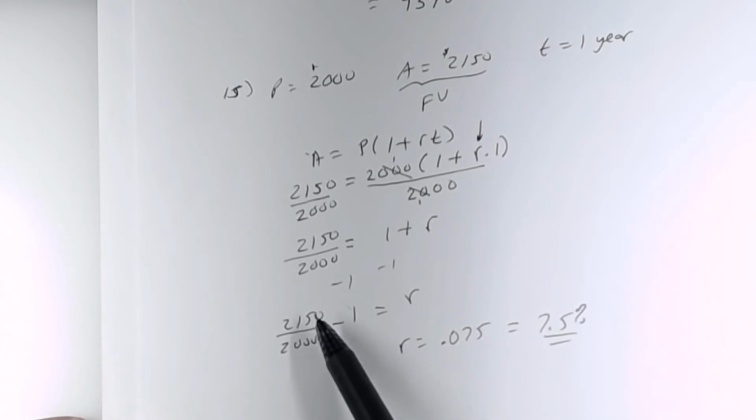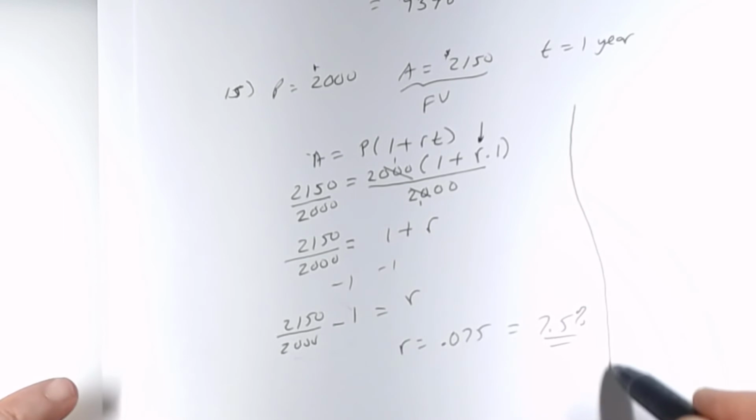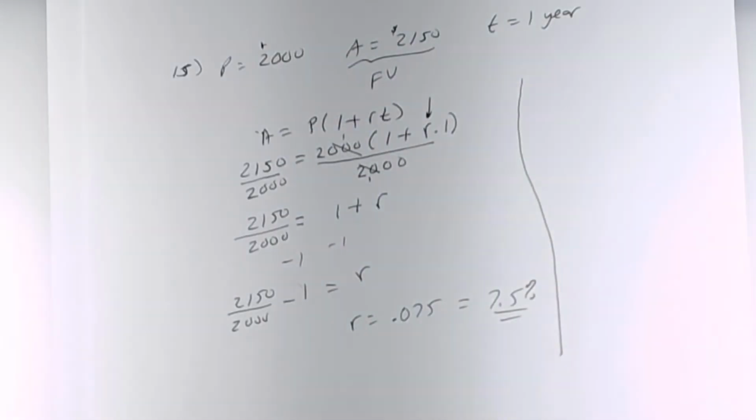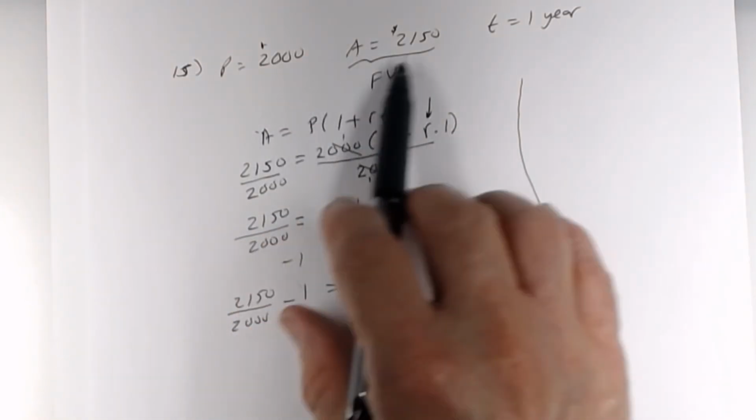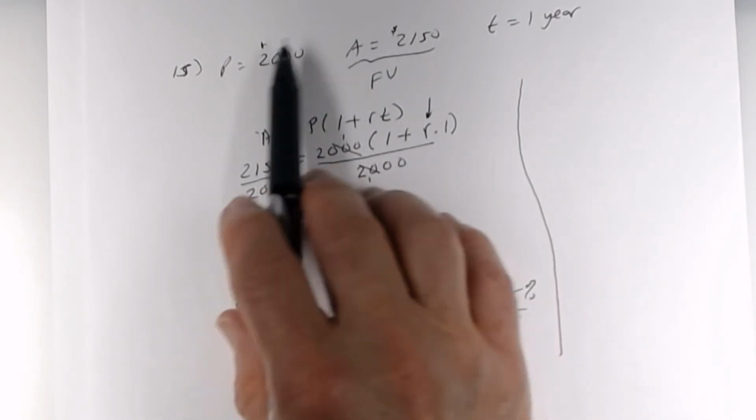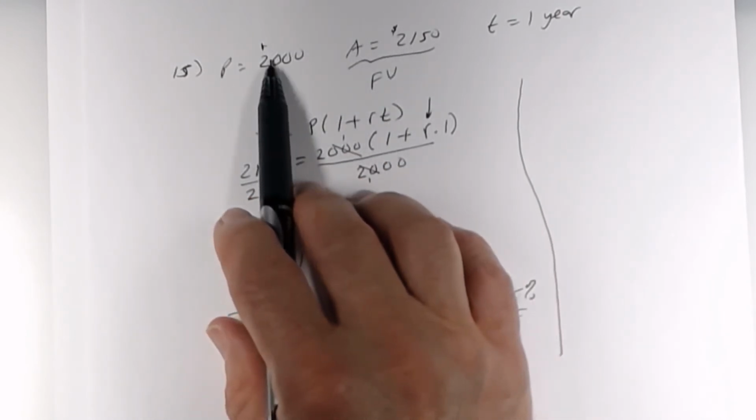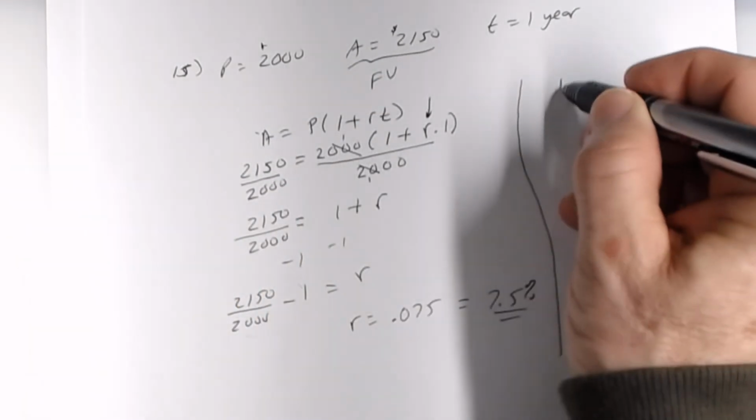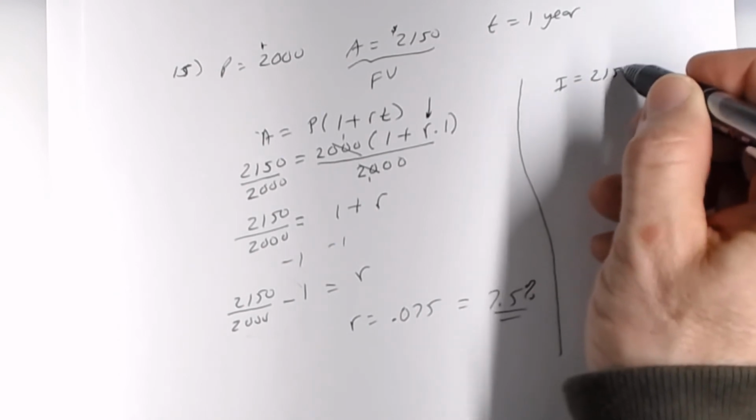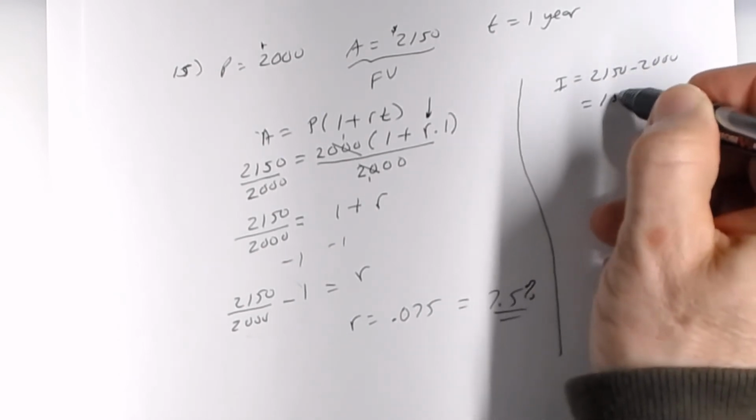Now, I want you to think about this. Let's talk about this in a different way. Now listen carefully. The future value is $2,150. The principal was $2,000. What was the interest that you had to pay back? $150. So y'all agree that the interest is $2,150 minus $2,000, which is $150?